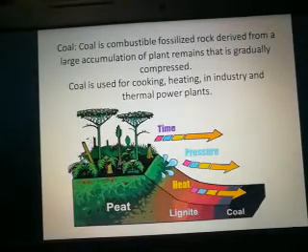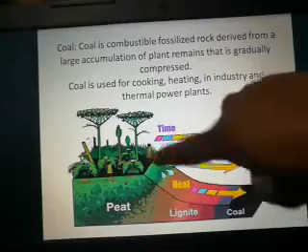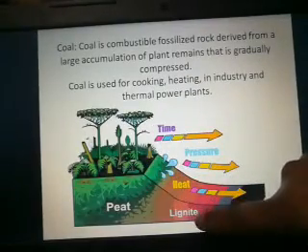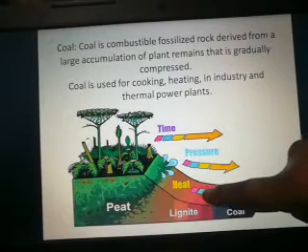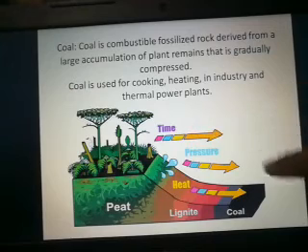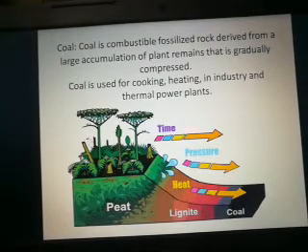Coal is a combustible fossilized rock which is derived from a large accumulation of plant remains that is gradually compressed. Here you can see the plant remains being compressed at the lower level, and due to very high heat and pressure, and being buried for a very long time, it results in the formation of coal. Coal is used for cooking, heating, in industry and in thermal power plants.